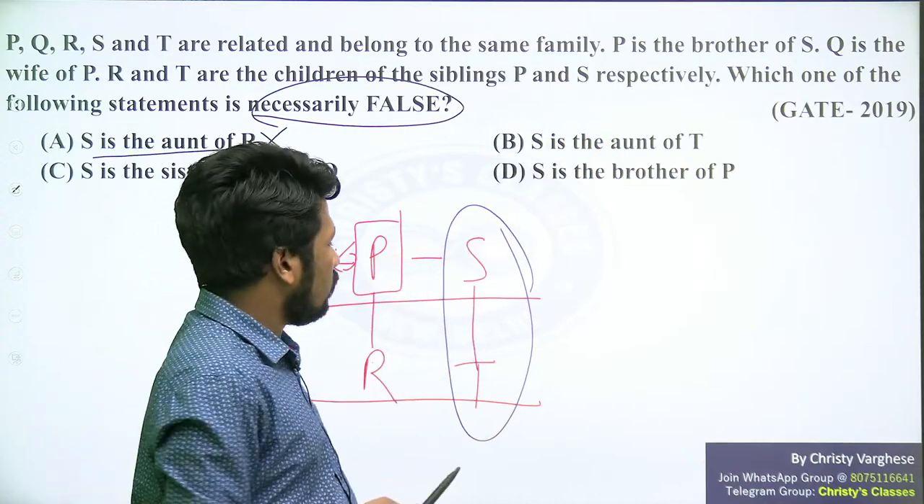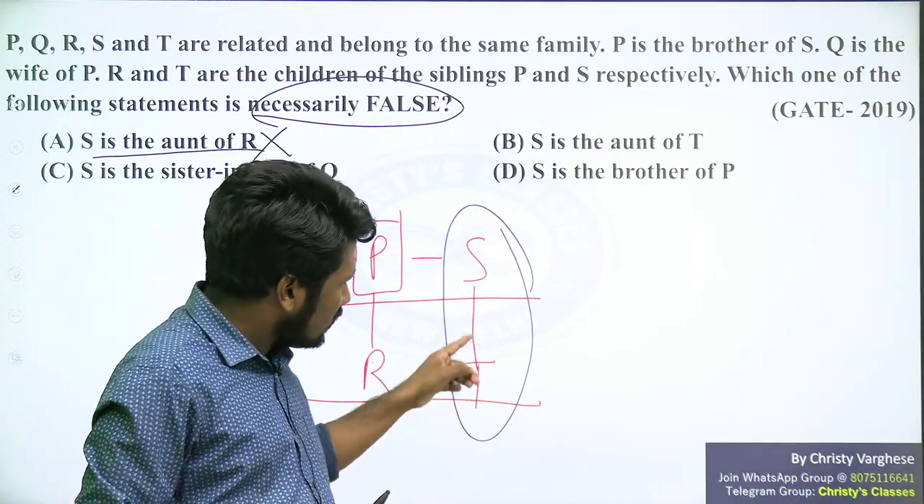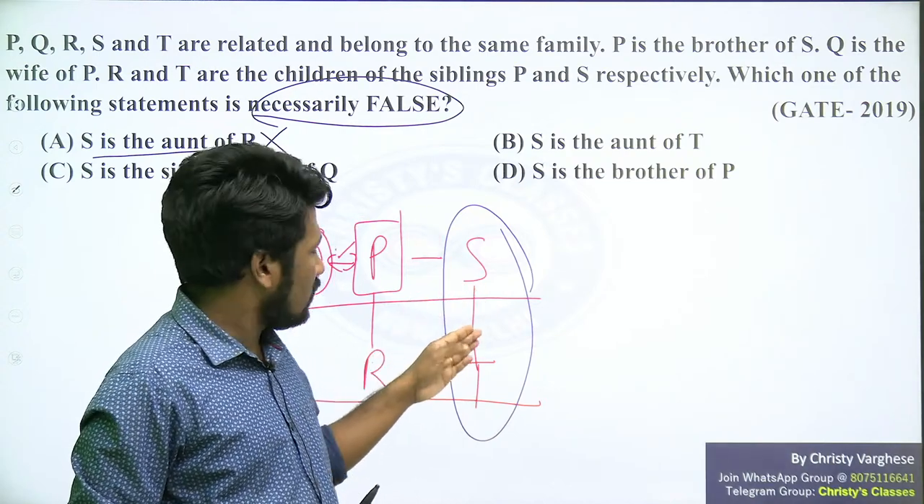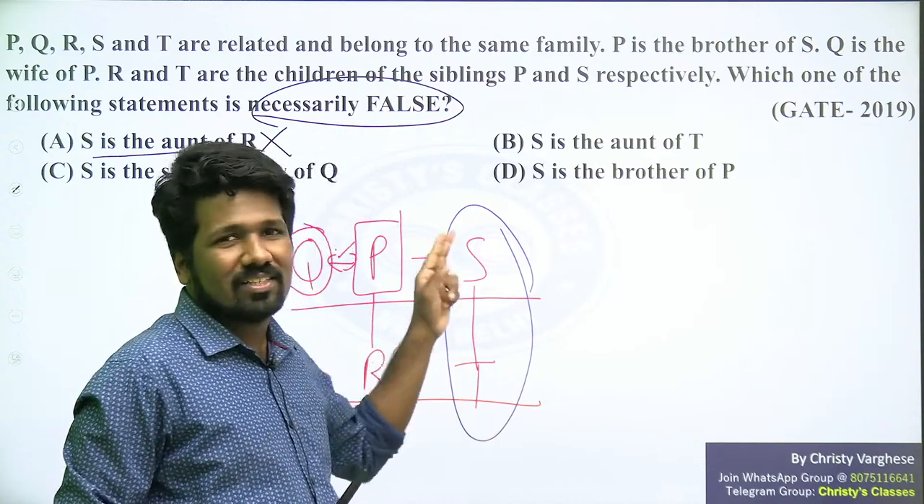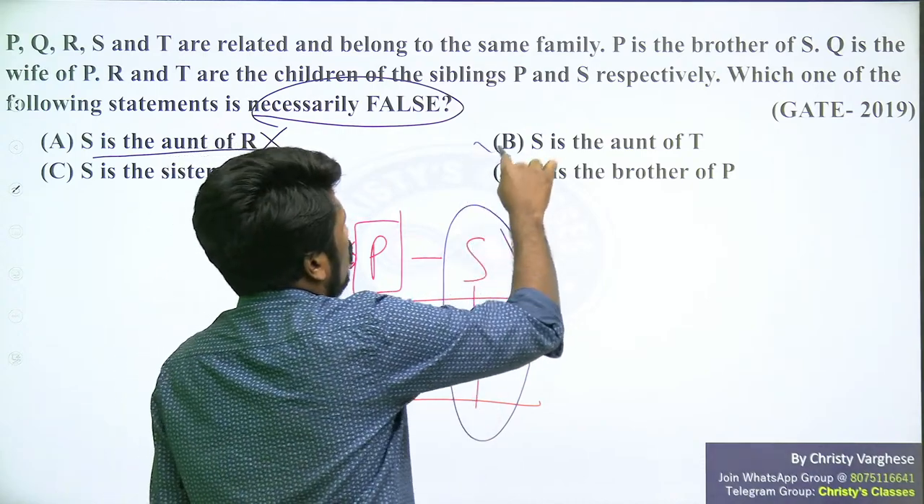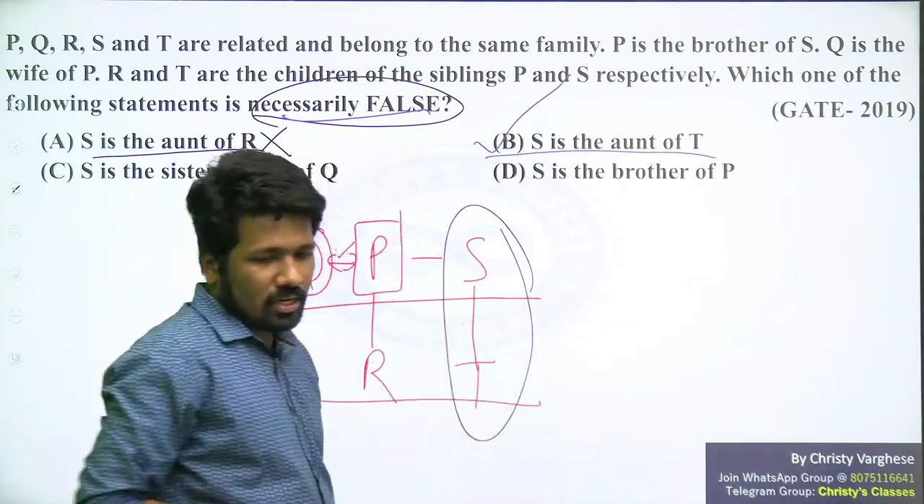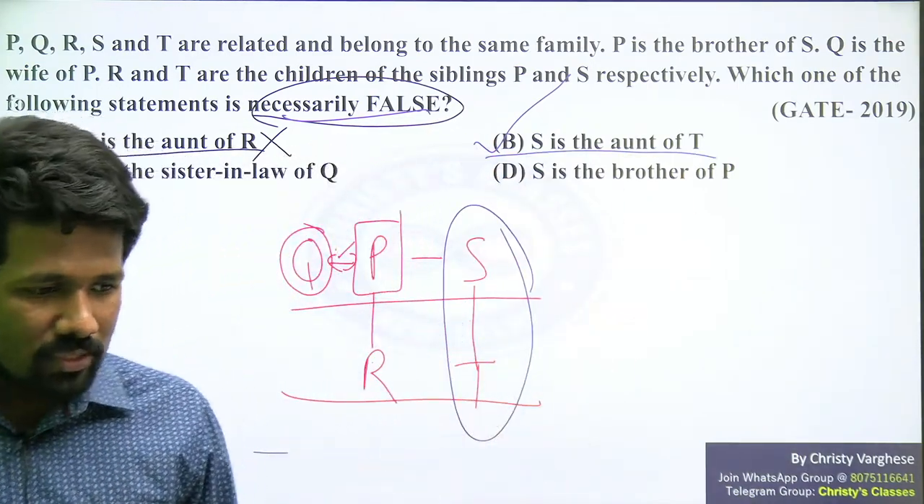Not aunt, because for S to be the aunt, T's father or mother's sister should be S. But T's father or mother itself is S. That is why this is always false, necessarily false. So option B is the correct answer. If there is any doubt, please ask.